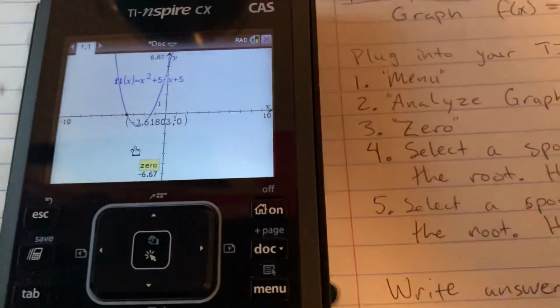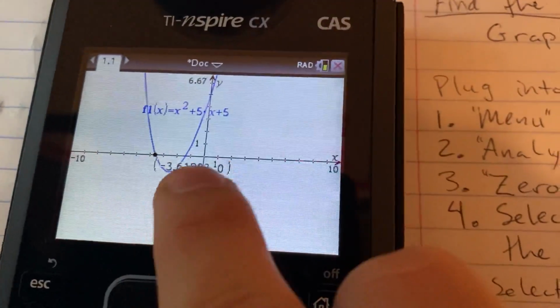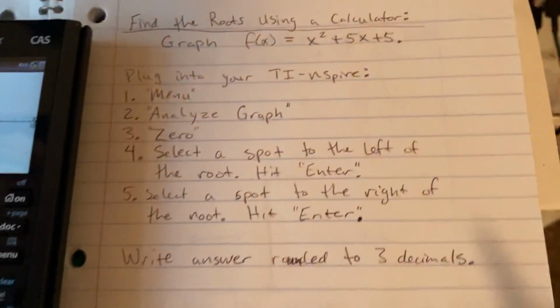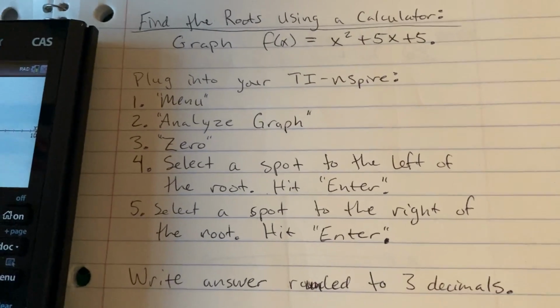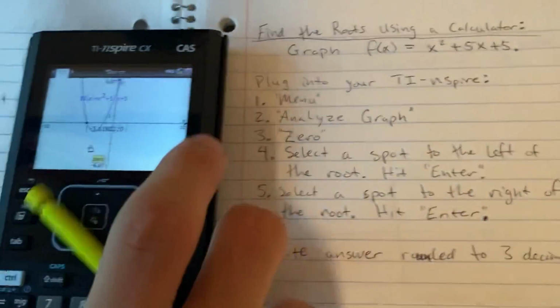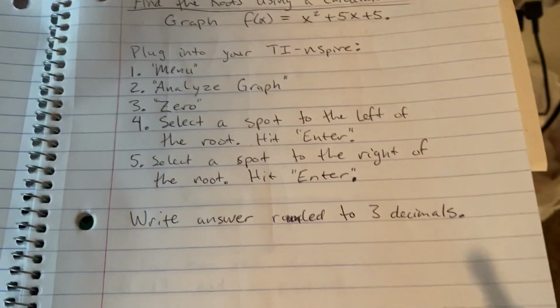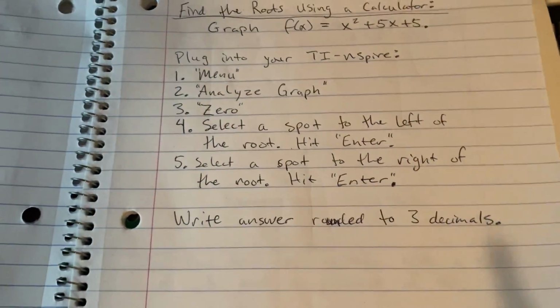And now I want you to repeat that process on your own for this other root here. So again, hit menu, analyze graph, 0, select a spot on the left, hit enter, select a spot on the right and hit enter, and it'll give you your answer, then round to 3 decimals. So pause the video right now and take another stab at it with that other root.